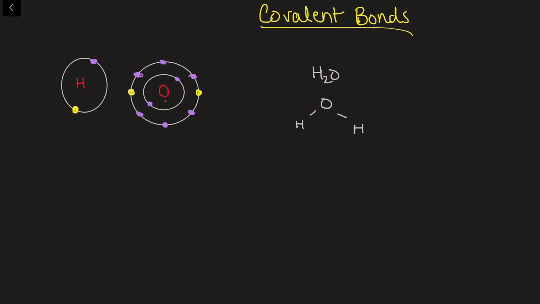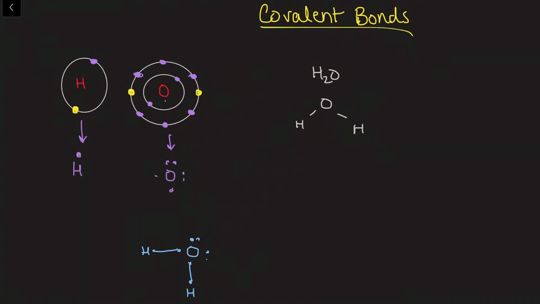Let me draw the Lewis structures to make this simpler. For hydrogen, you have the H with 1 dot indicating its 1 valence electron, and for oxygen you have the O with 6 dots for 6 valence electrons. Now let's take a look at how this bonds. Again, we've got the Lewis structure for oxygen and 2 hydrogen atoms. The bonds form over there and there.